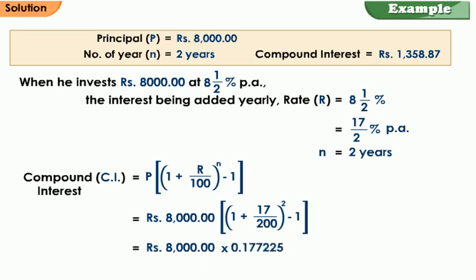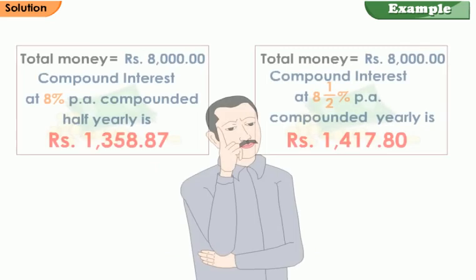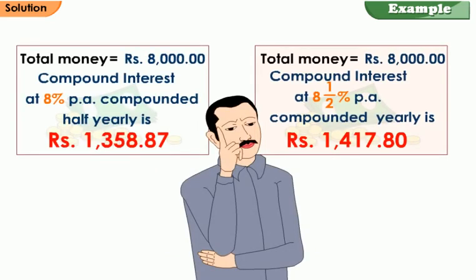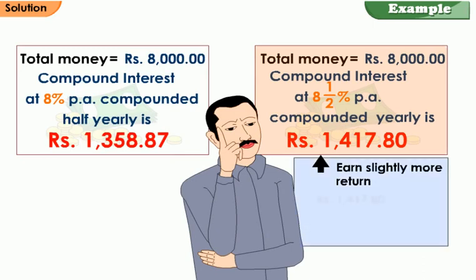Therefore, the investment of second type will earn for him a slightly better return. That is, rupees 1,417.80 minus rupees 1,358.87, and that gives us rupees 58.93 as the answer.